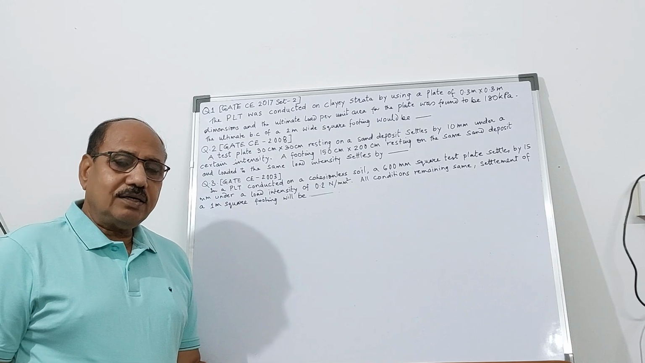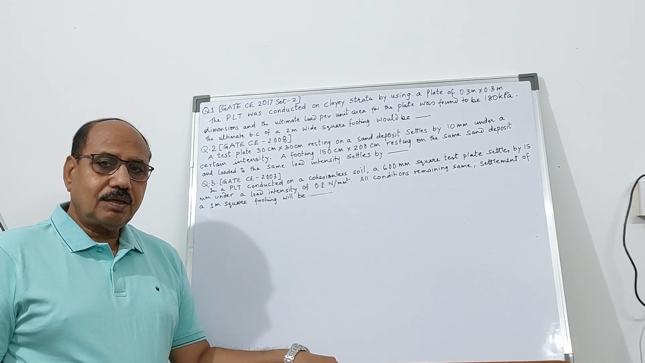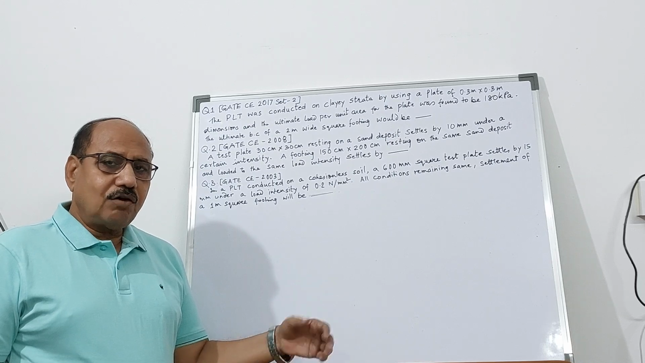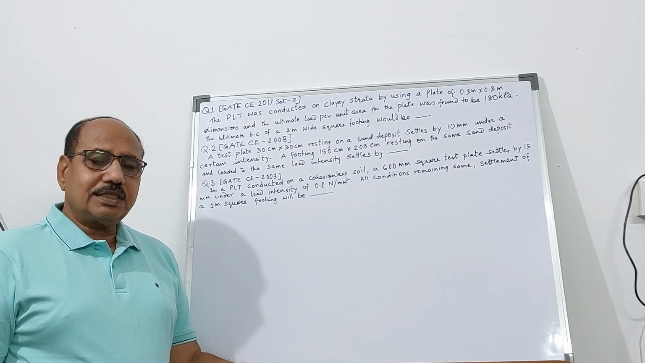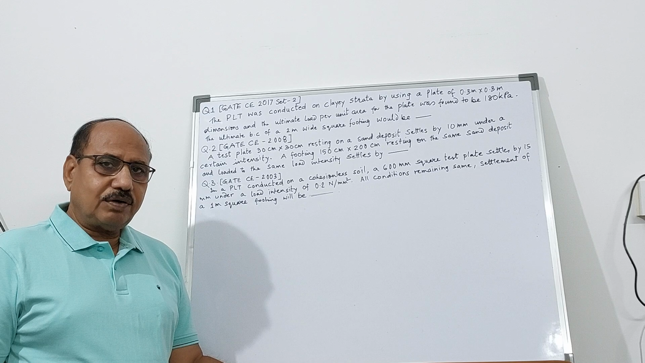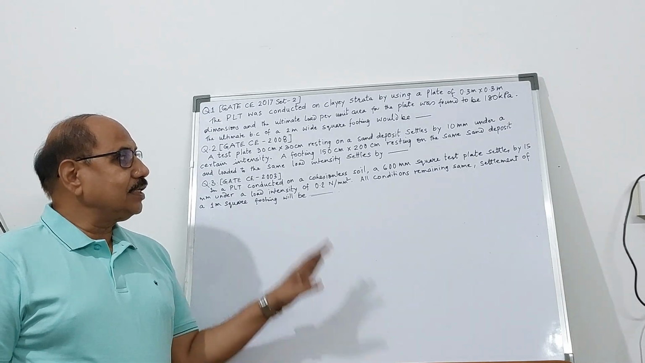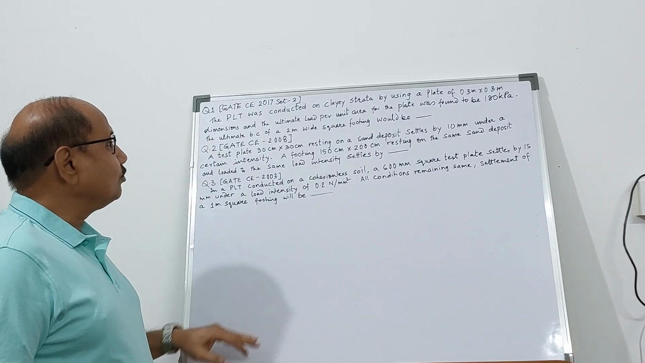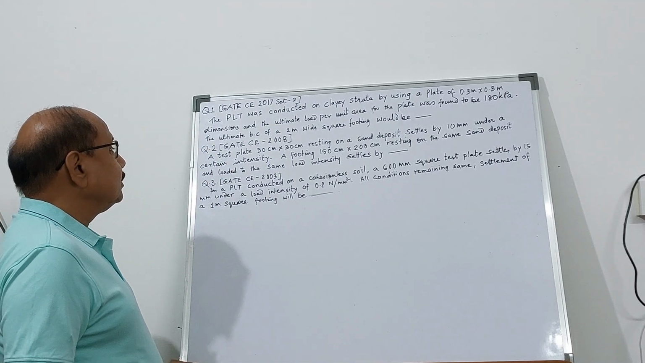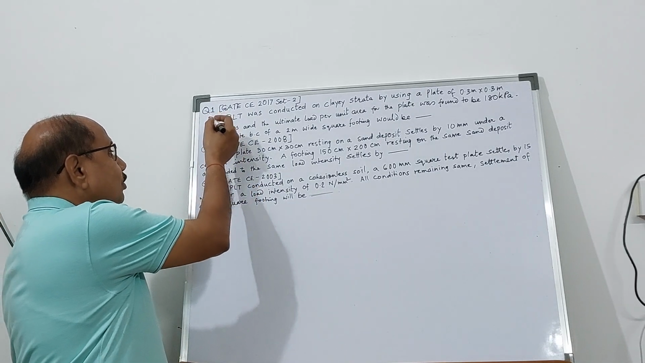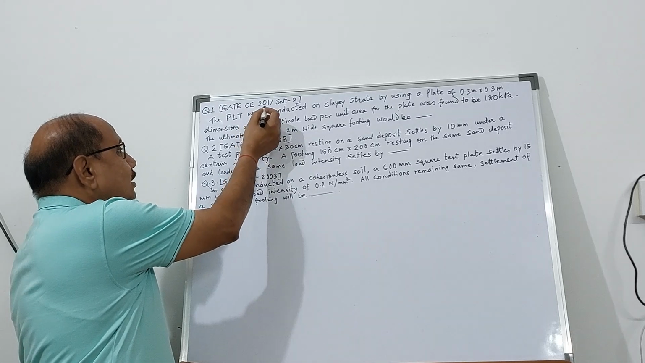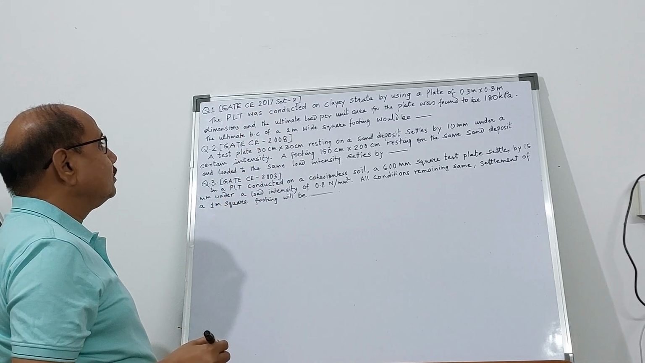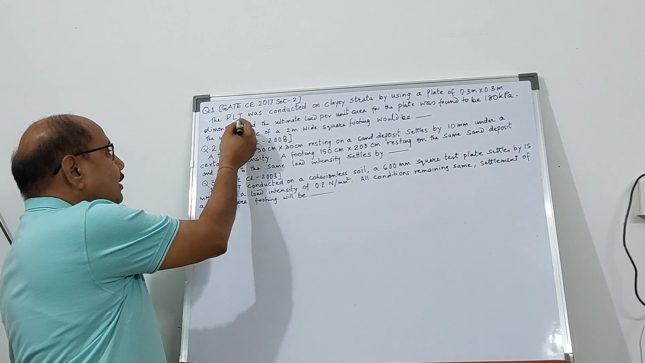We can also find out the settlement of a prototype foundation based on the ground condition. So these are the three problems that are taken from the GATE examination. Question number 1 was asked in 2017, and the question is like this.